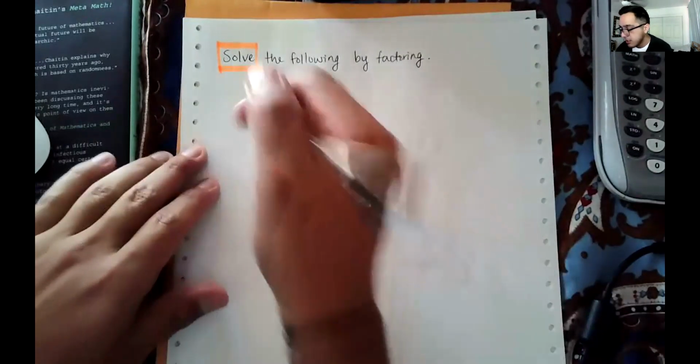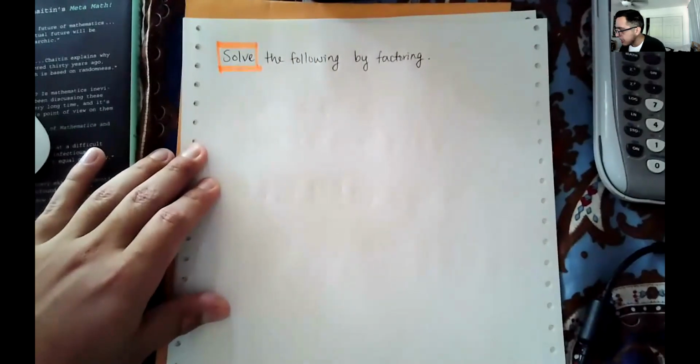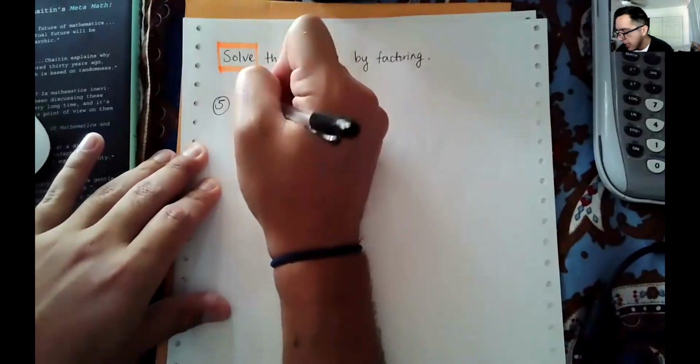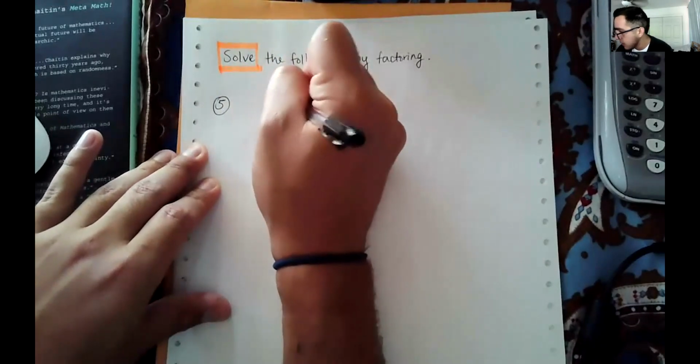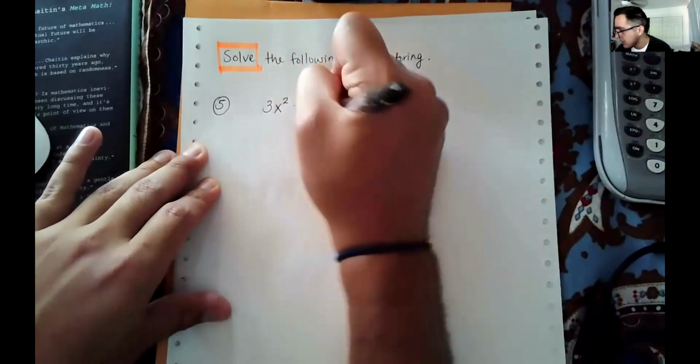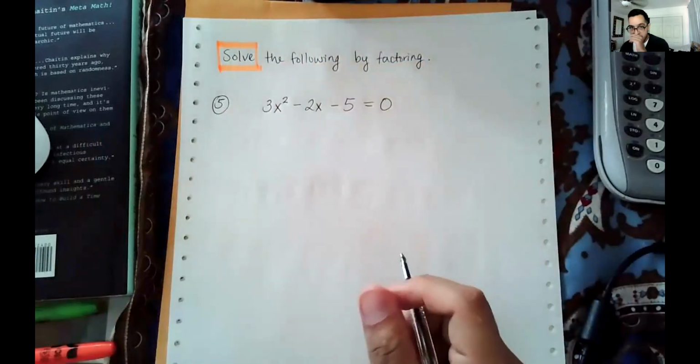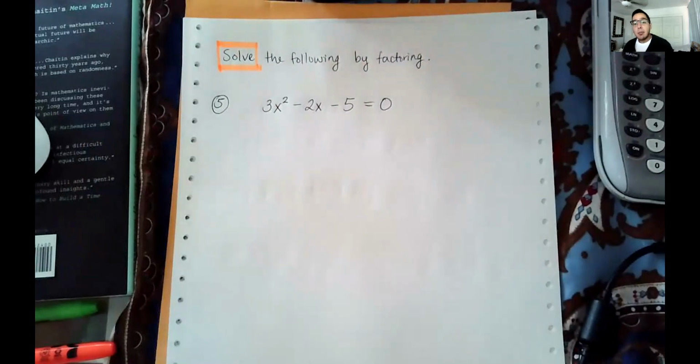Okay, so let's go ahead and take a look at this first problem. We're going to skip to number 5 and look at 3x squared minus 2x minus 5 equals 0. Okay, so again, remember that with these equations, you have an equal sign. A lot of times they're set equal to 0 or something else, but the equal sign is what distinguishes how these problems are different from the last two that we worked.